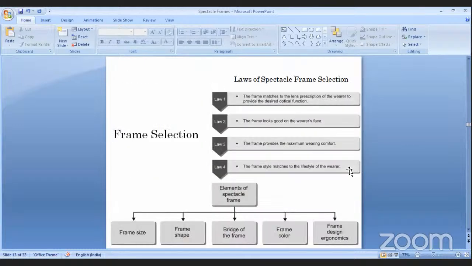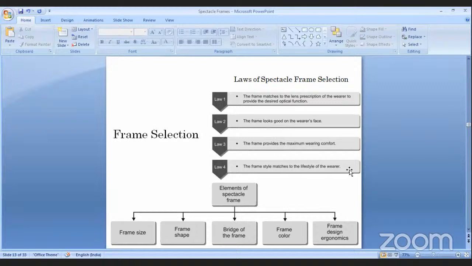Now, as far as the frame size is concerned, it has to match with the temple width of the user. Usually, larger frame sizes are never recommended for higher prescriptions, especially minus prescriptions, because they enhance the edge thickness of the lenses and also affect the visual performance through the periphery of the lenses.